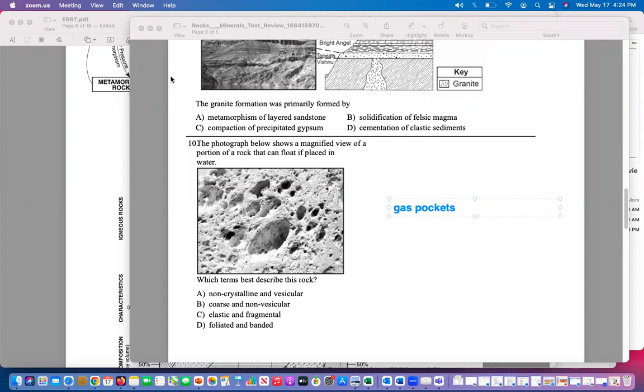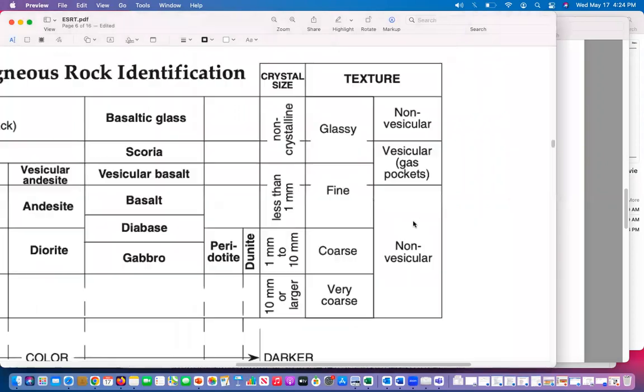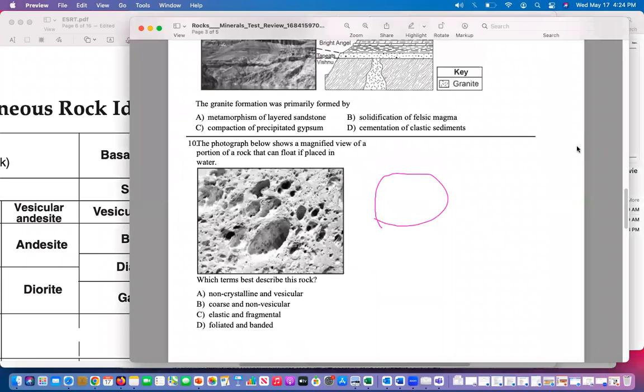I know it has gas pockets. Maybe the reference tables can help me see where I see gas pockets. And when I'm looking, I see gas pockets right here, and vesicular. So I know it has a vesicular texture. And what else do I know about this rock? Rocks have a vesicular texture. The fact that I see vesicular texture is right here.